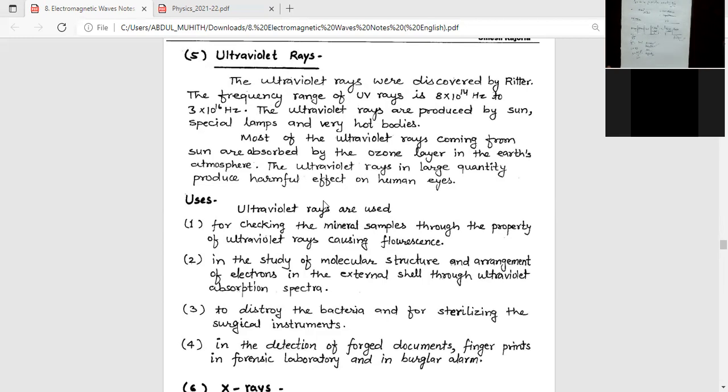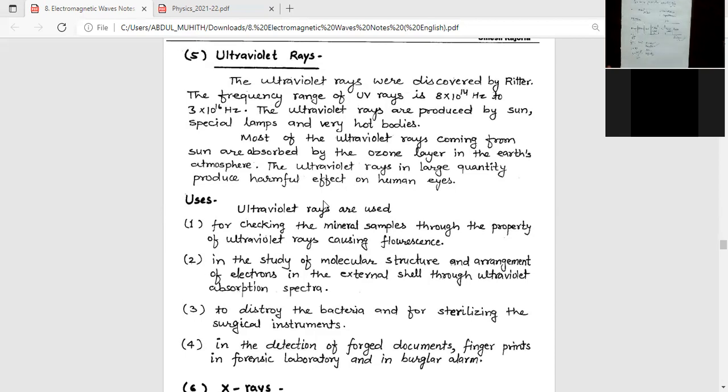If they were reaching us, then everyone would have skin burns, skin tanning, skin cancer. All these issues would be there. But thanks to the ozone layer, which is protecting us from the harmful rays. Ultraviolet rays in large quantity produce harmful effects on the human eye. So never look at the sun with the bare, naked eye. Never look at the sun directly.